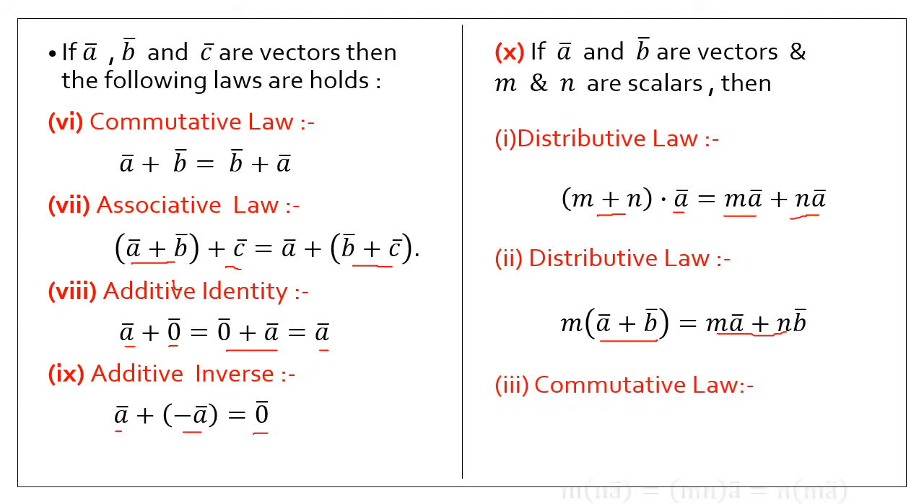And commutative law of multiplication, that is M into N A bar is equal to MN into A bar equals N into M A bar. These laws hold.